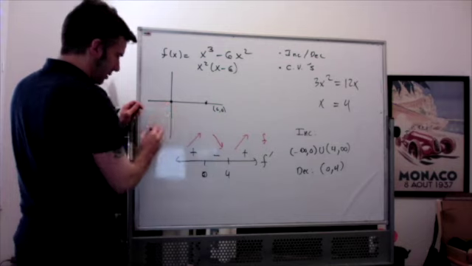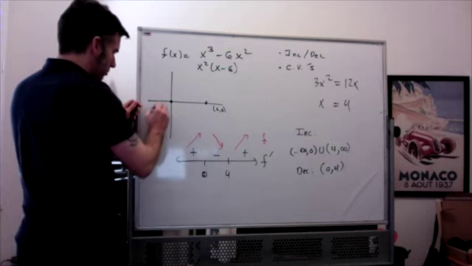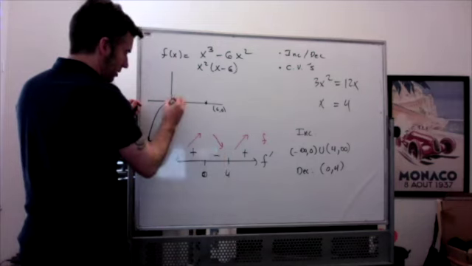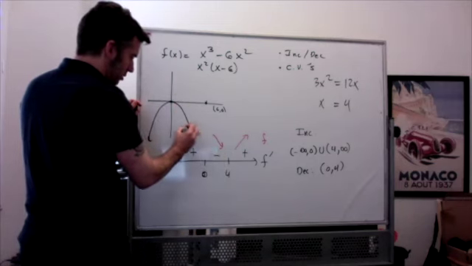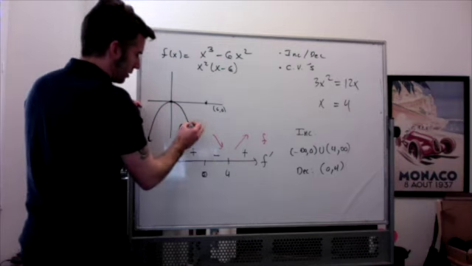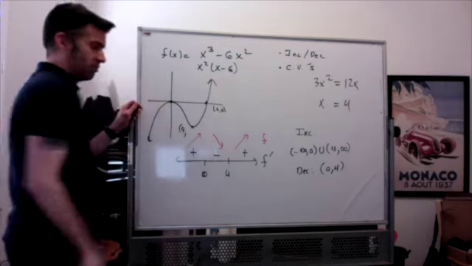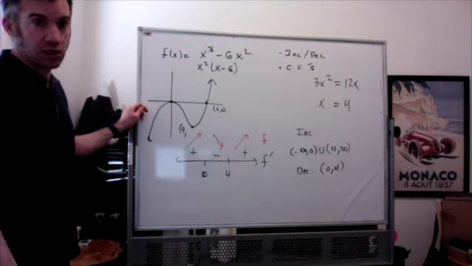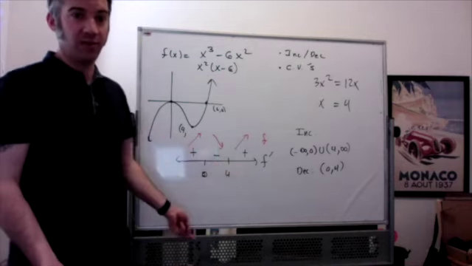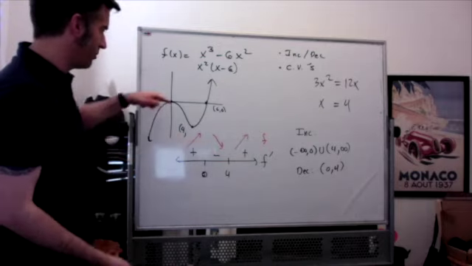Left of 0, it's going to be increasing. Right of 0 up to 4, it's going to be decreasing. And then 4 onward, it's going to be increasing. So knowing the sign of the derivative really helps us with the shape of the graph. It's up, it's down, it's up.